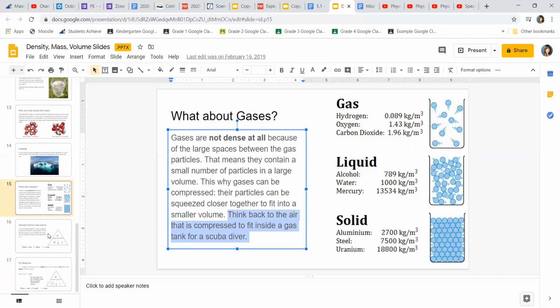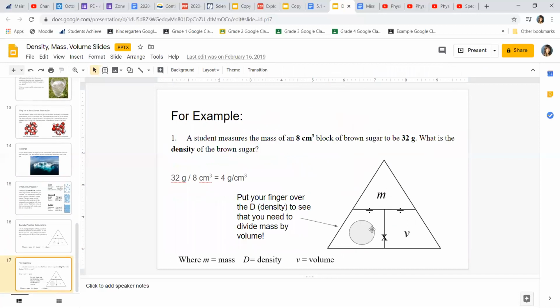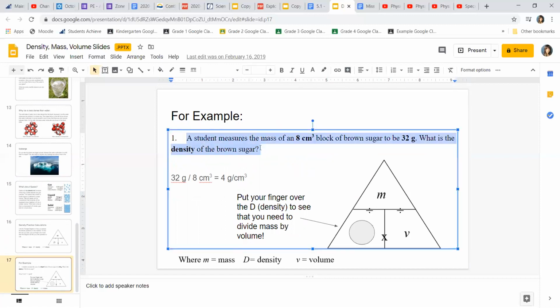I think that's almost towards the end here. So here's the deal. I have this diagram here that shows density, mass, and volume and the relation there. So if you're trying to find density, you know that mass needs to be divided by volume to find out how much the density is. So it says here, a student measures the mass of an 8 centimeter cubed block of brown sugar to be 32 grams. What is the density of the brown sugar?